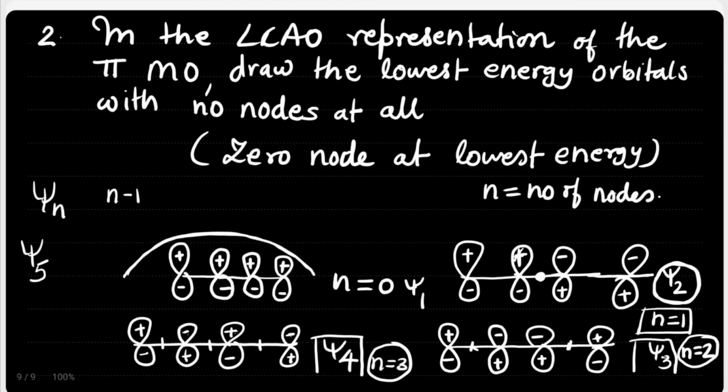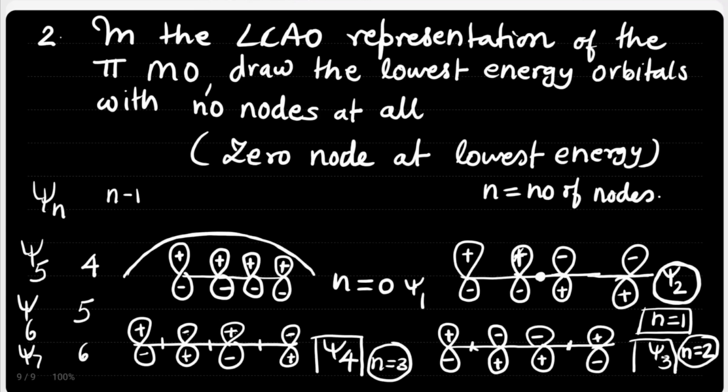If I have psi 5, the number of nodes as per n minus 1 will be 4. If I have psi 6, the number of nodes will be 5. If I have psi 7, the number of nodes will be 6. So this is how you can easily calculate the number of nodes also.